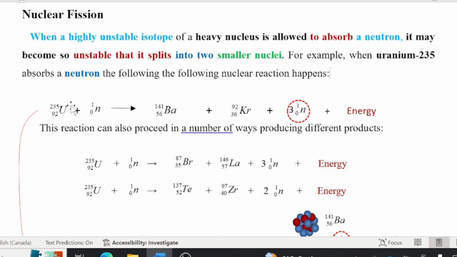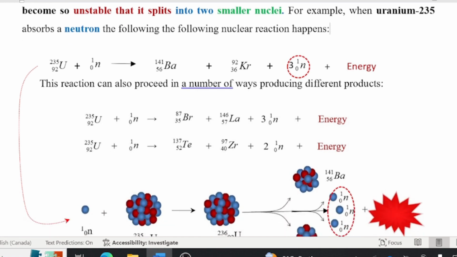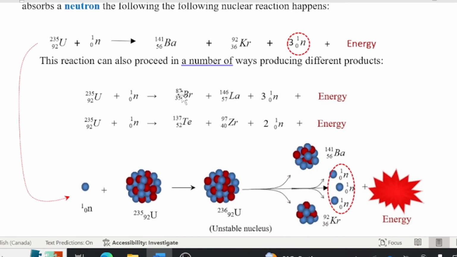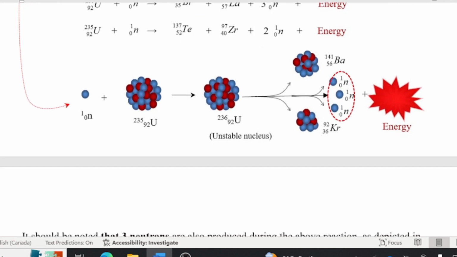So here is an atom of the uranium element 235 absorbing a neutron. It spontaneously breaks down to give barium and krypton, along with 3 neutrons and a vast amount of energy. This reaction can proceed in 2 different ways. You can get bromine and lanthanum, or you can get tellurium and zirconium. Now, this is the reaction that we want to talk about, and it is depicted by this figure here.